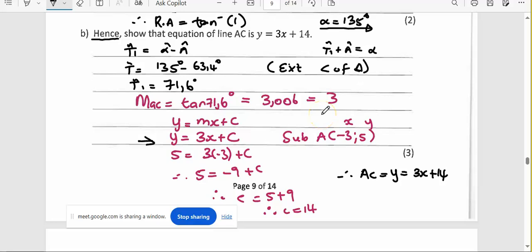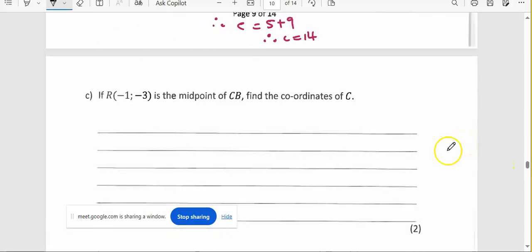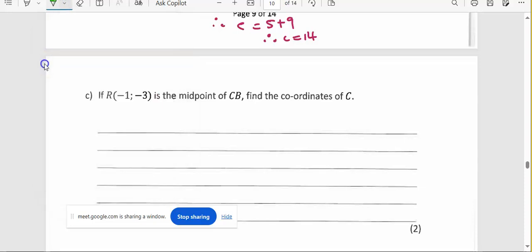Okay, now let's do the next one. Let's try the next question. Now they say that if point R is the midpoint of CB, let's go back to that diagram. So they say that if R is the midpoint of CB, they want us to find the coordinates of what? The coordinates of C. We're going to go back and analyze that diagram.